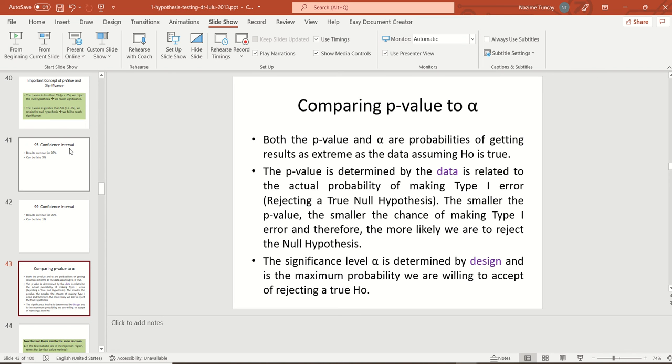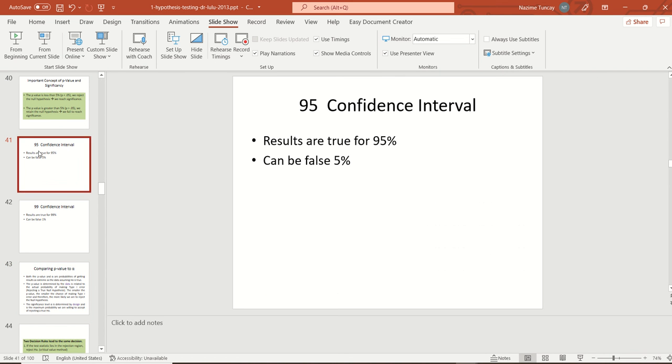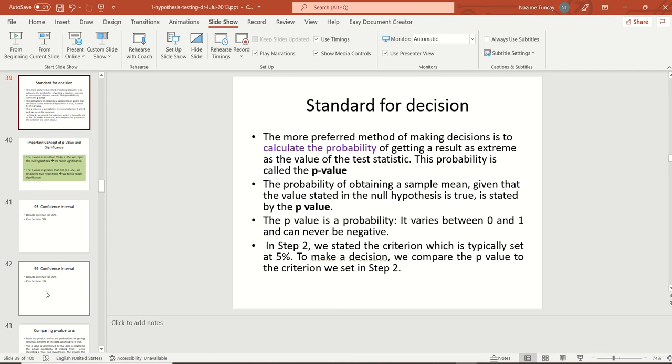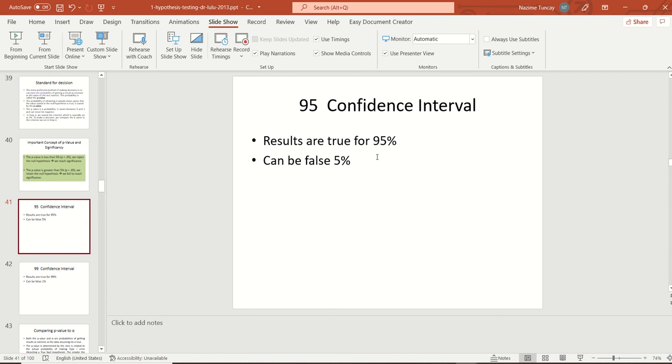So as a result, we have a p-value, and if this p-value is 0.05, is this 5%? Yes. So if the p-value is smaller than 0.05, we say that there is a significant difference.